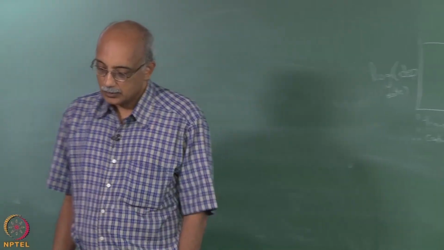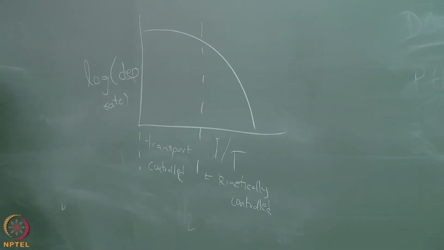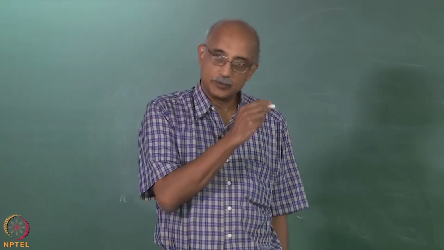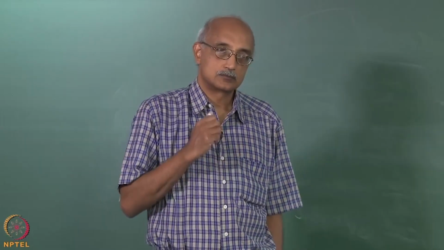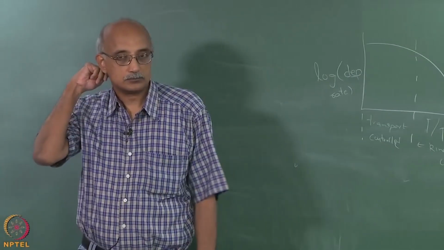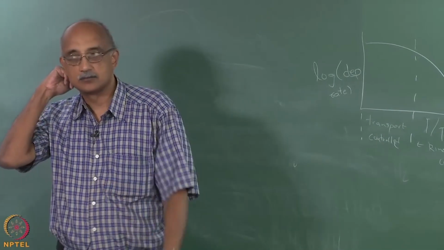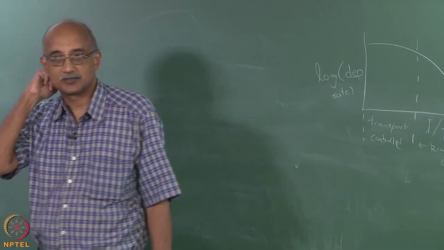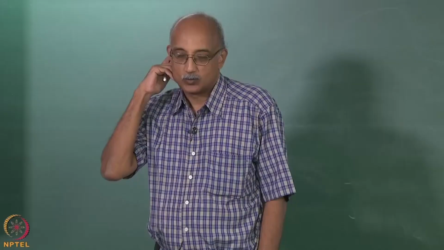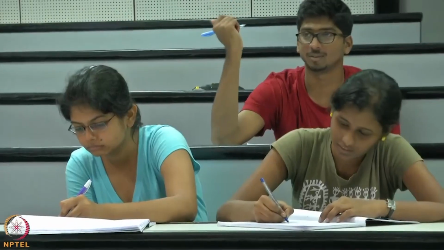So, let us say that you want to make a crystalline film, a single crystal epitaxial film. Where should you be on this graph? Should you be on this side or this side? Left or right? How many vote for left? Why? Temperature is higher, but is that the only parameter?